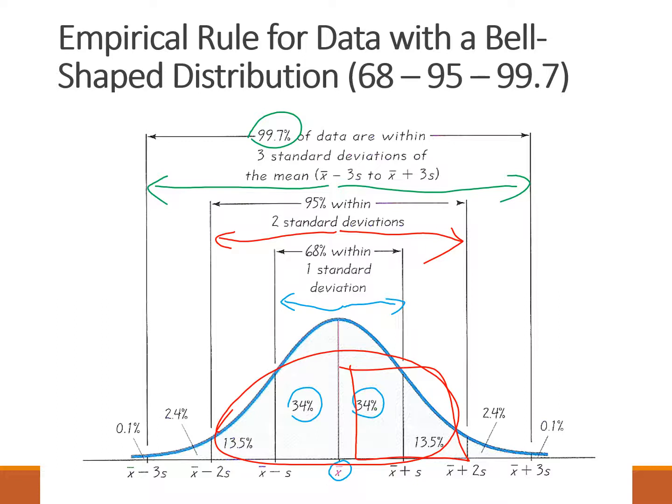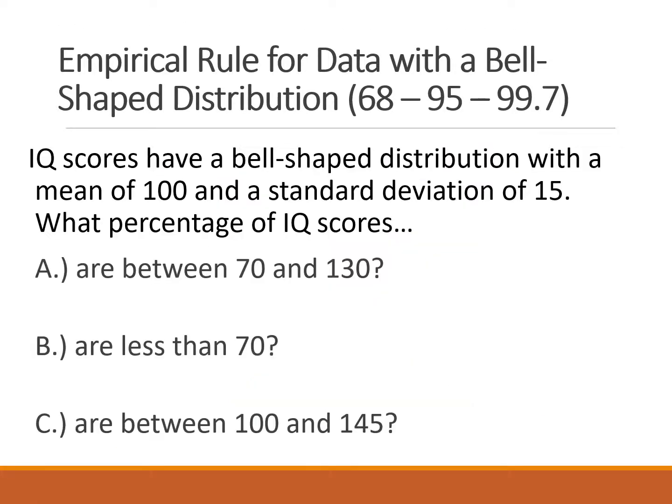So we can see pretty much everything in a bell-shaped curve, also known as a normal curve, lies within 3 standard deviations of the mean. There's pretty much nothing left outside of 3 standard deviations. Now, based on that, once we know that something is bell-shaped, we can answer a number of questions about it.